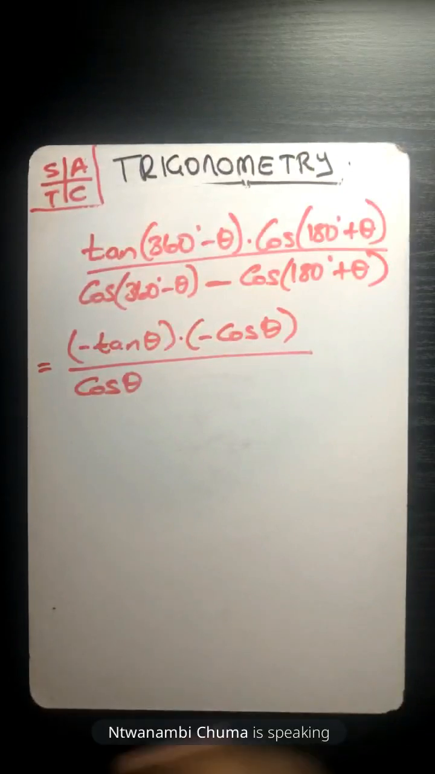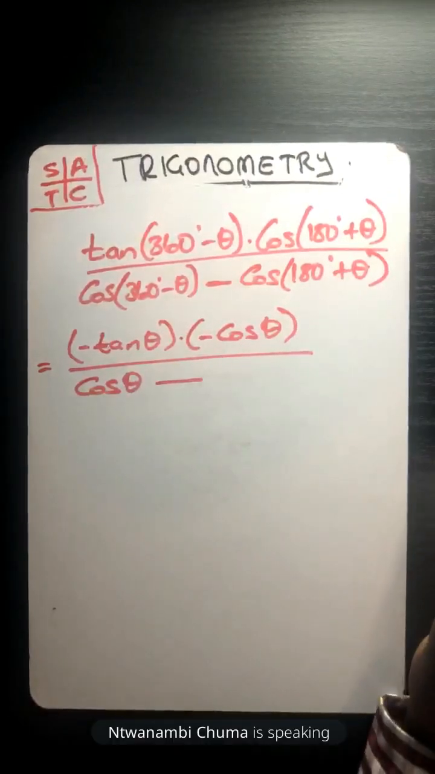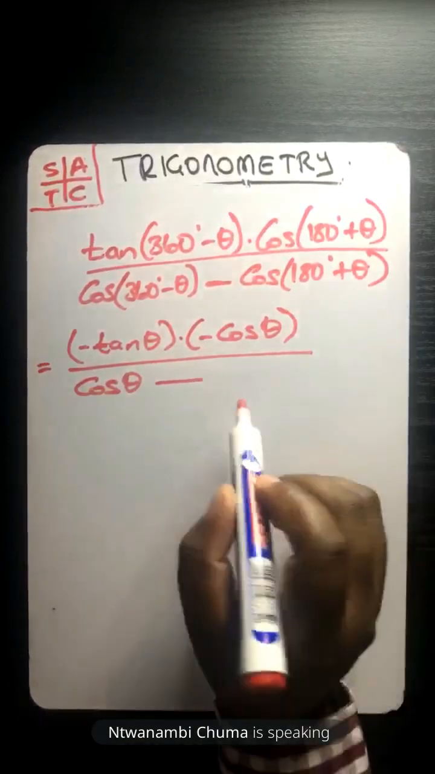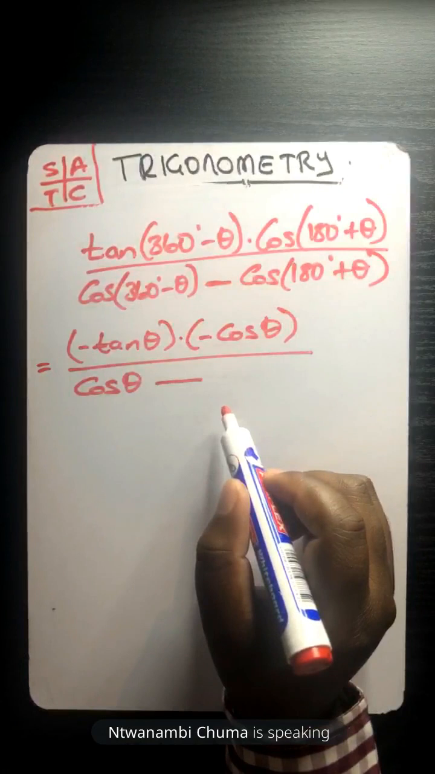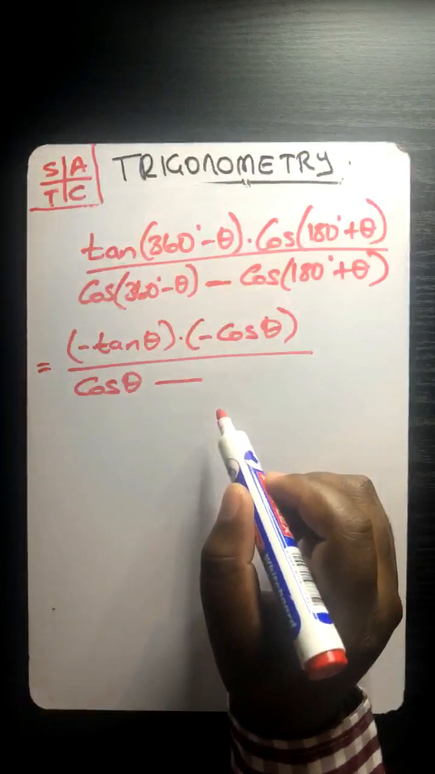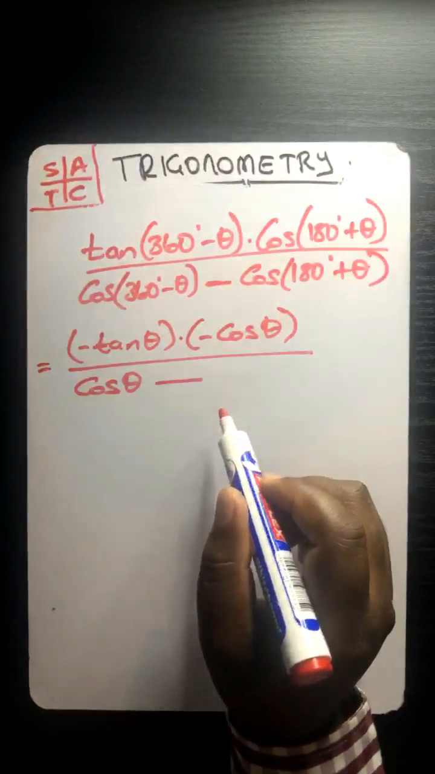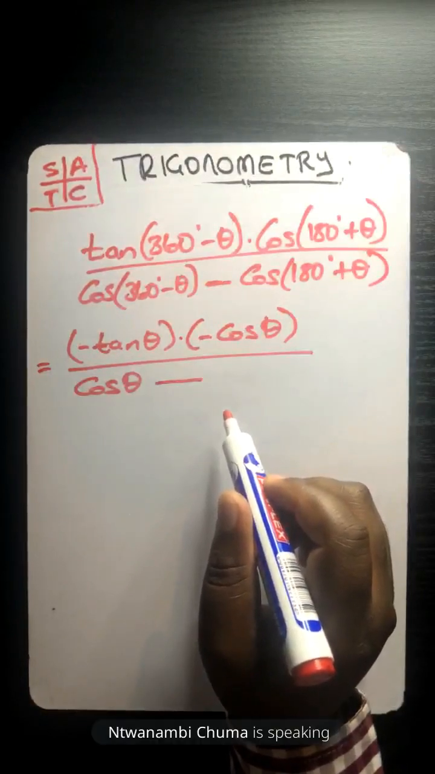Minus. 100%. Cos of 180 plus theta is in the second quadrant, and cos is negative in the second quadrant. So we are going to have a negative cos of theta. Wait, Chumi, can you repeat that one, honorable member? I heard you saying second quadrant. Are you sure? It's negative in the second quadrant, sir.